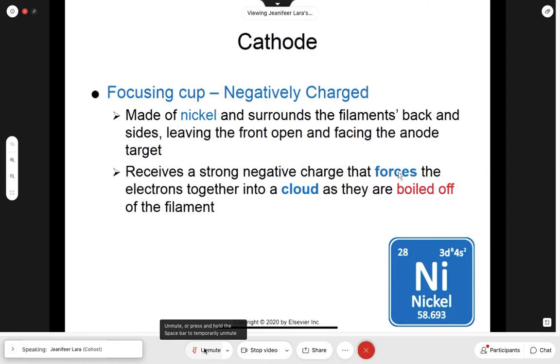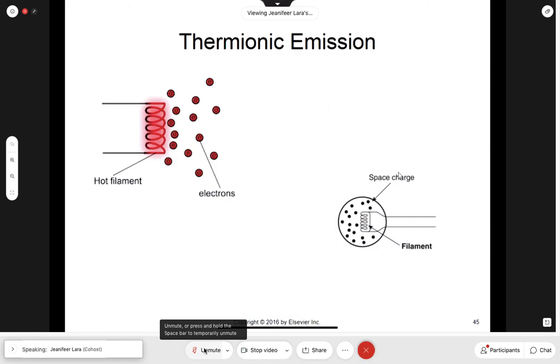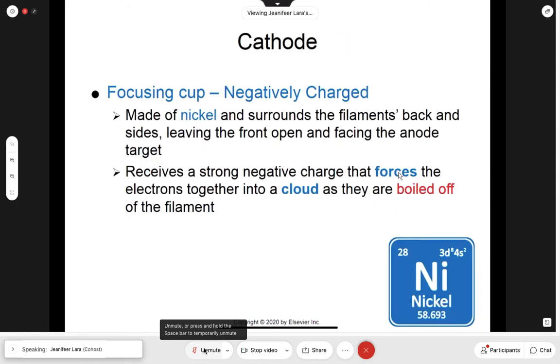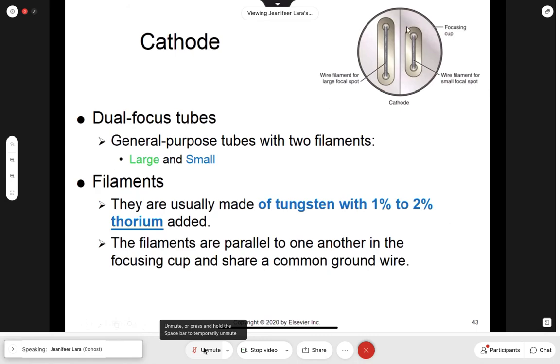Okay, so let me get into a little bit more of what's happening here. I think it goes into the next one and I'll explain it. So the focusing cup becomes negatively charged. It's going to force these electrons that are going to be boiled off, and I'll explain that, into a cloud in front of the filament. There's going to be a line of electrons in front of this filament sitting inside of the focusing cup. I know that we talked about the law of repulsion, but this is where the electrons stay until there is another charge activated, okay?